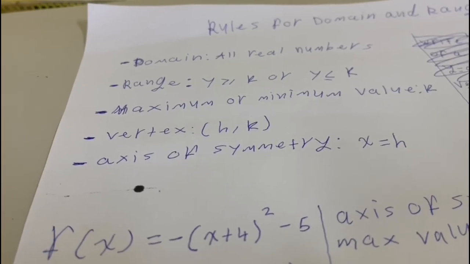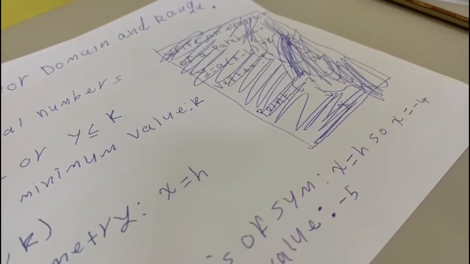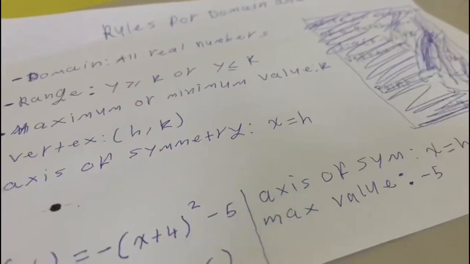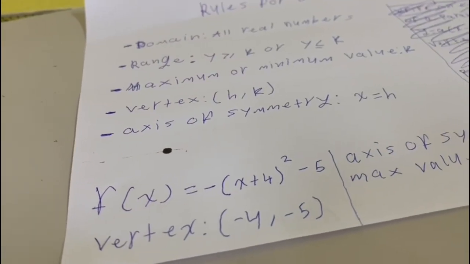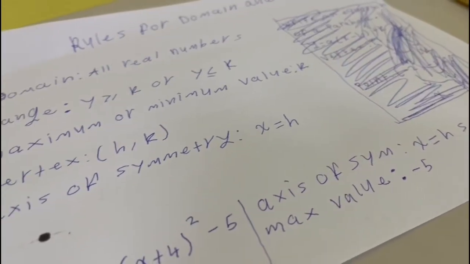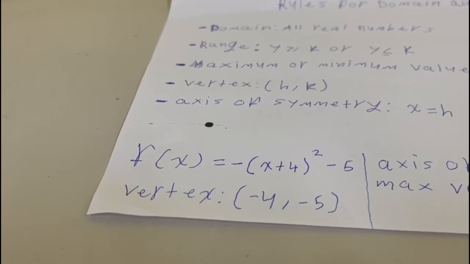Now for this function, the axis of symmetry is x = h, so x = -4. h is always the opposite. The maximum value is -5, which is k. The vertex is (h, k), so -4 and -5. Always the opposite is h. Here it is positive, so the opposite is -4, and k is -5.